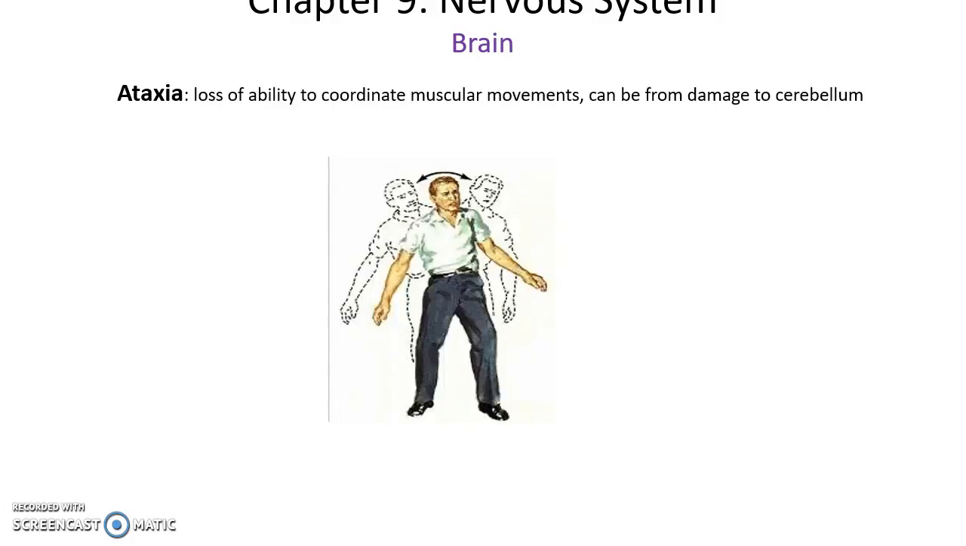Damage to the cerebellum can lead to what's called ataxia, which is a loss of ability to coordinate muscular movements. So basically, the person will be swinging back and forth, having trouble reaching for things that they want. Basically, sort of the physical manifestations of what it's like to be drunk, except the person isn't actually drunk.